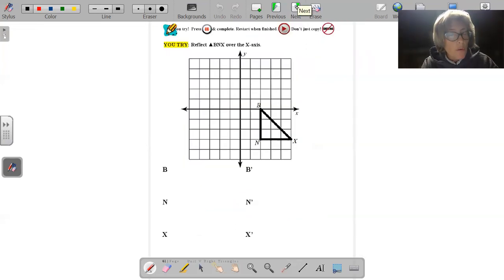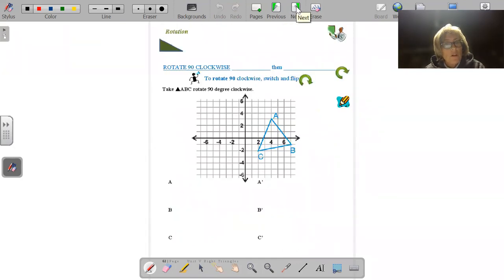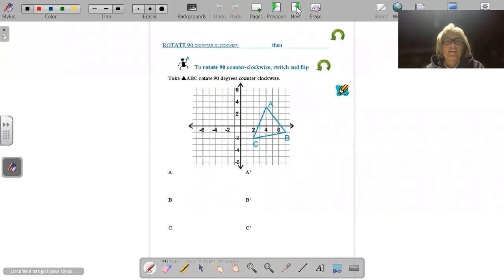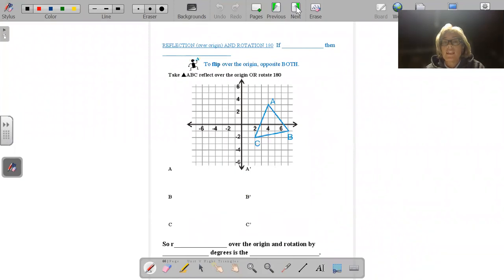This page, do on your own. Take a look here, and again, you have flipped over the x-axis by opposite the y. So there's one more, which is rotation. We're going to rotate 90 degrees clockwise, counterclockwise, and we're going to rotate 180.